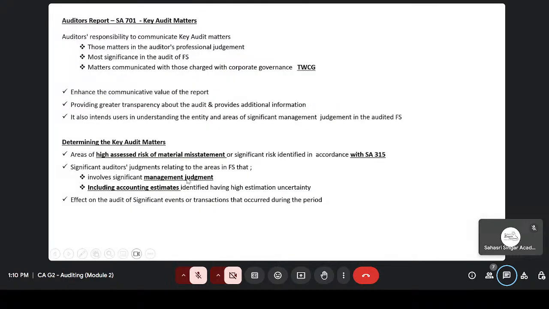But in reality, you can even discuss the matters of those charged with corporate governance, or anything significant in the financial statements. If you feel it is a more effective means of communication, you can bring out these points also. But you have to write in the form of a paragraph, using the word "we", framing the sentences and then moving forward. Okay, and it can be framed in any way.